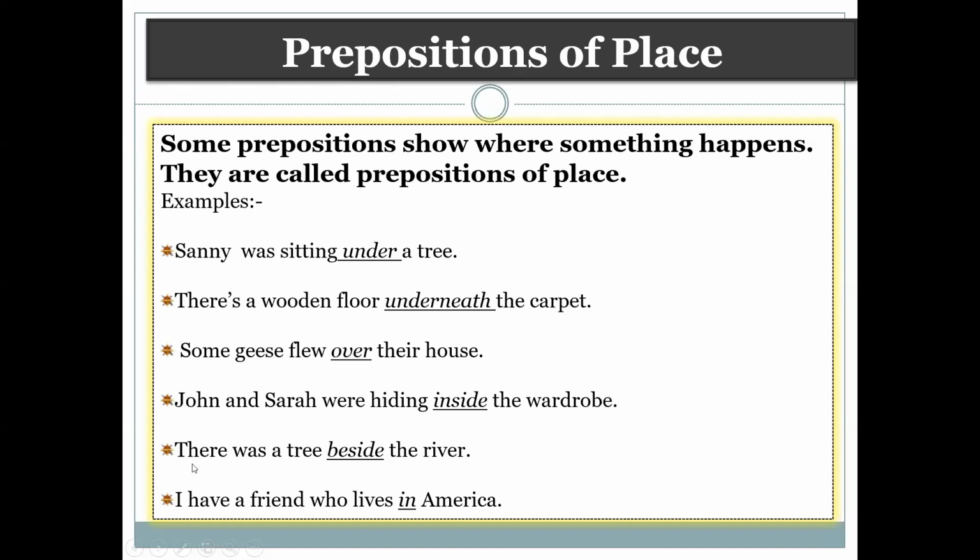So preposition of place. John and Sarah were hiding inside the wardrobe. Where were they hiding? Inside. Again, everything is talking about the placement of the subject. Here it is talking about where John and Sarah are. They are inside the wardrobe. There was a tree beside the river. Where is the tree? Beside the river. Tree is the noun. You're talking about the placement of the tree. I have a friend who lives in America. Where does your friend live? In America. So placement of your friend, place. In, beside, all these which talk about the placement are known as prepositions of place.